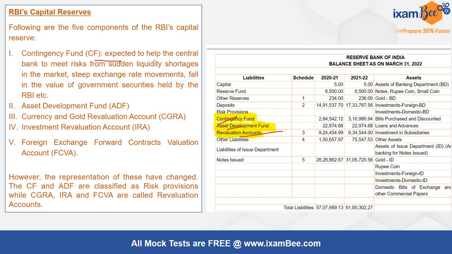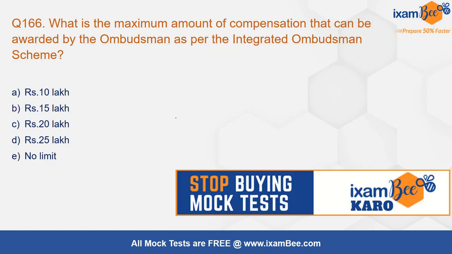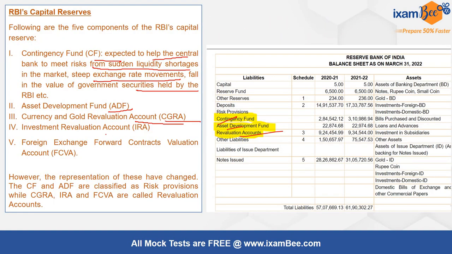Understand these. Contingency fund is meant to help the central bank meet the risk from sudden liquidity shortage in the market and steep exchange rate movement. Asset development fund is for developing some further assets. Currency and gold revaluation account, CGRA, I explained to you. Investment revaluation account is for other investments done in other securities. The value of the securities keeps changing. If the value increases or decreases, that is maintained here. And FCVA, foreign exchange forward contract valuation account, is for the value of the foreign exchange.